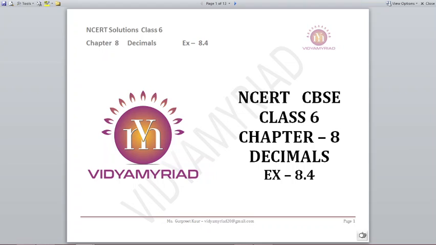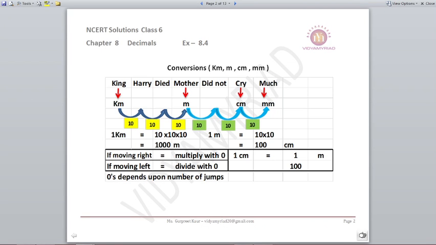This video is made for class 6 on chapter number 8, decimals, and today we are going to do exercise 8.4. Now this exercise is based on the conversions. First, let us understand how we can convert kilometers into meters or meters into kilometers.